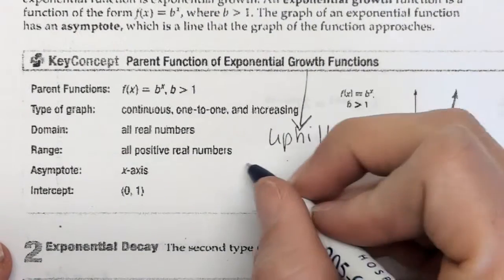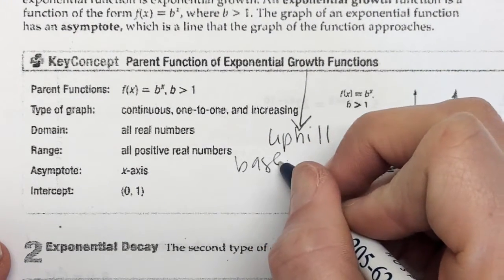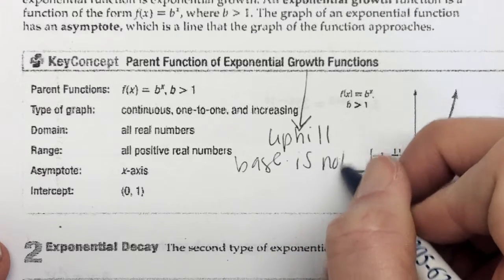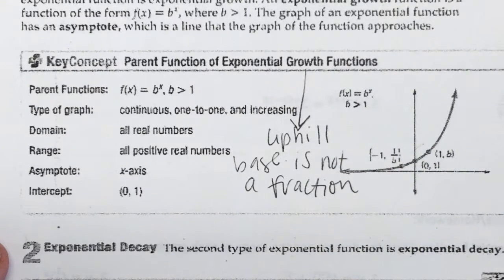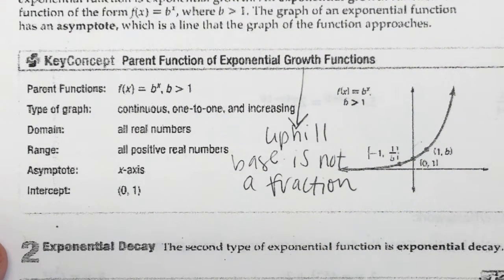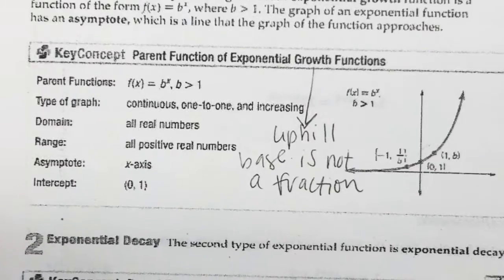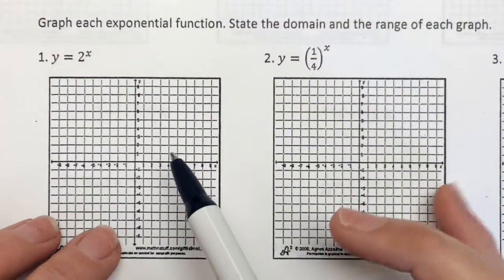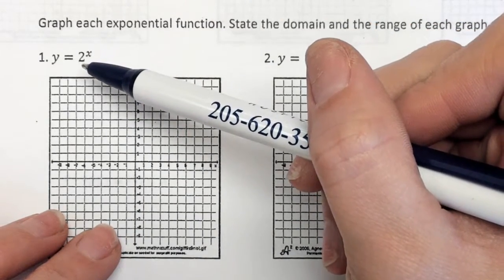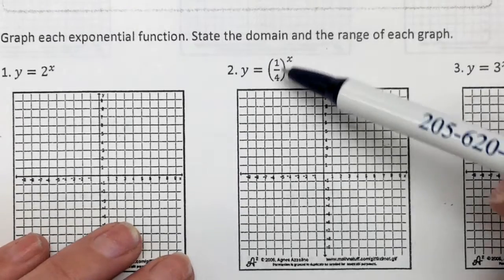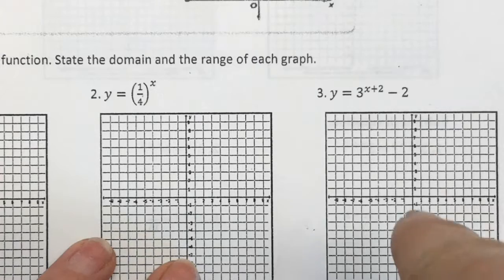Also, the way you can tell is your base, and I'll tell you what that is in a minute, is not a fraction. So your base has to be greater than 1. And I'll show you an example like numbers 1 through 3. Our base is what has the exponent. So this one is what? 2. So it'll be a growth function. This one's 1/4. See how it's a fraction? So it's going to be decay. This one, the base is what? 3. So it'll be a growth function.